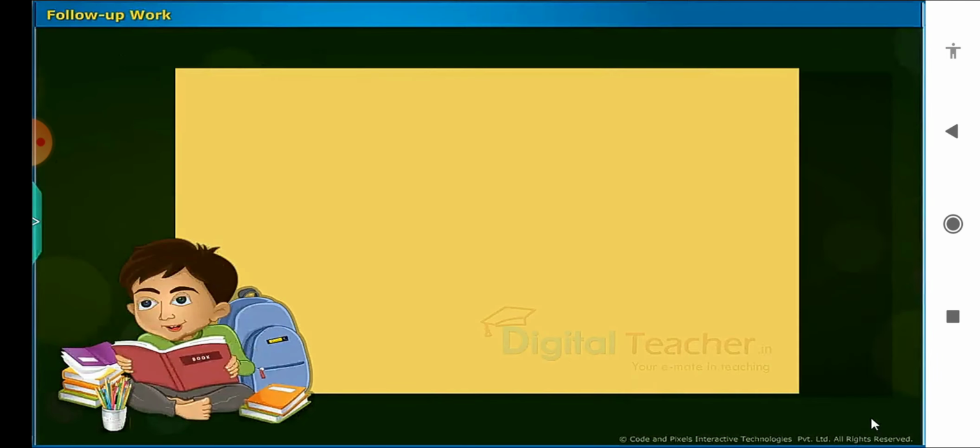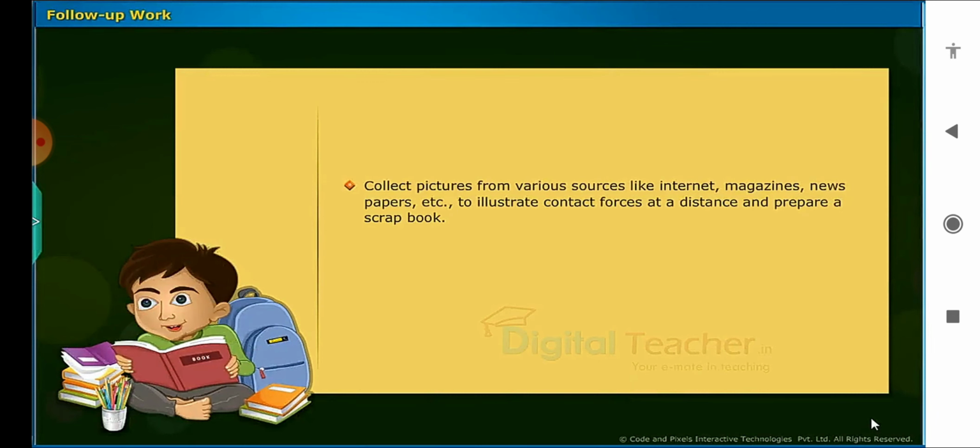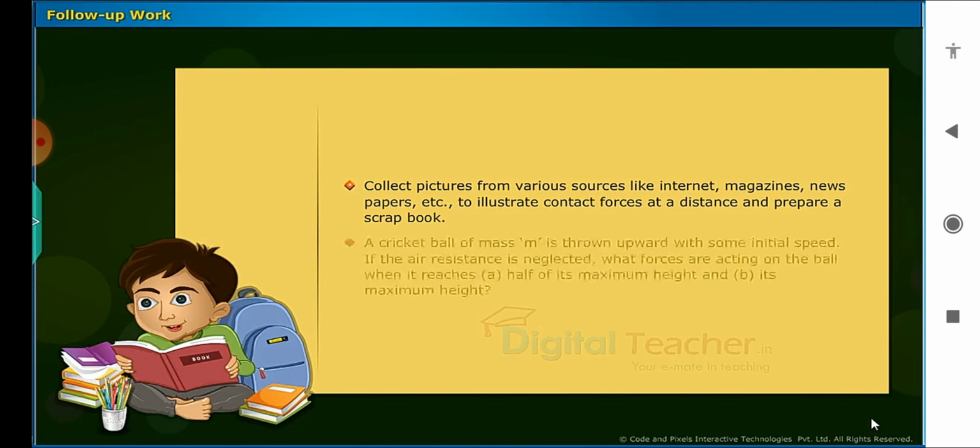Follow-up work. Collect pictures from various sources like internet, magazines, newspapers, etc. to illustrate contact forces at a distance and prepare a scrapbook. The cricket ball of mass m is thrown upward with some initial speed. If the air resistance is neglected, what forces are acting on the ball when it reaches A, half of its maximum height, and B, its maximum height?